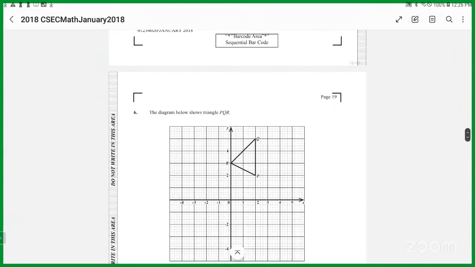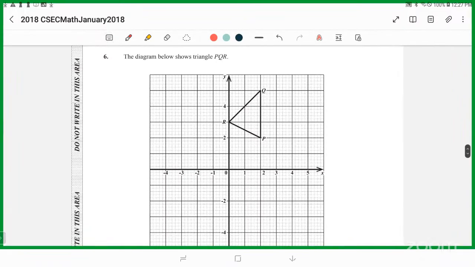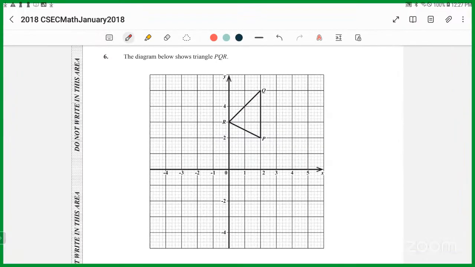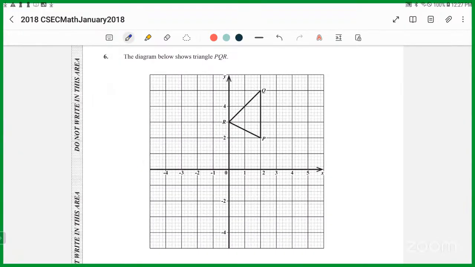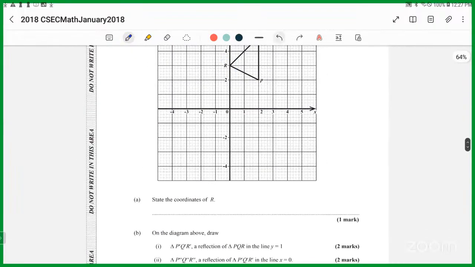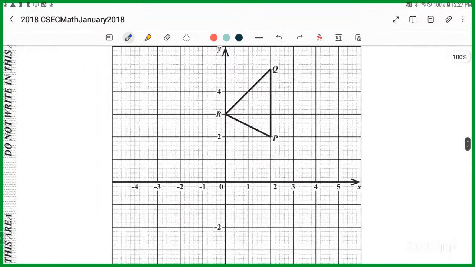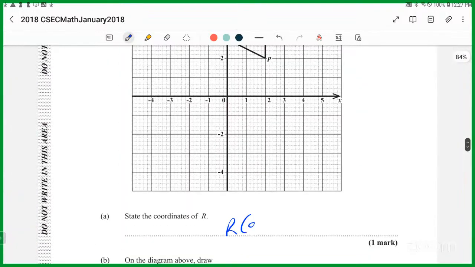Alright, good. This question says, the diagram below shows triangle PQR. State the coordinates of the point R right here. That is 0, 3. See? Halfway between 2 and 4 is 3. On the y-axis, x value is 0. So R is the point 0, 3. That's an easy one. Next part.